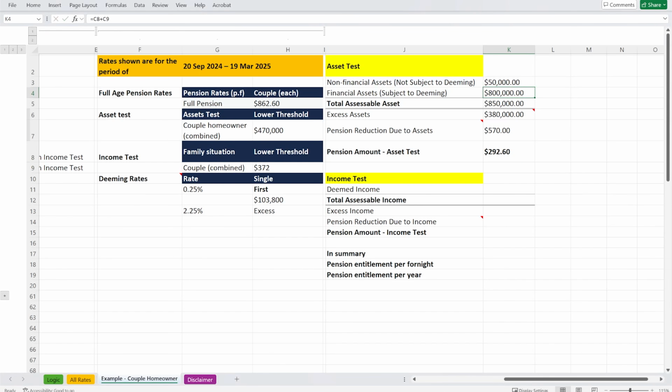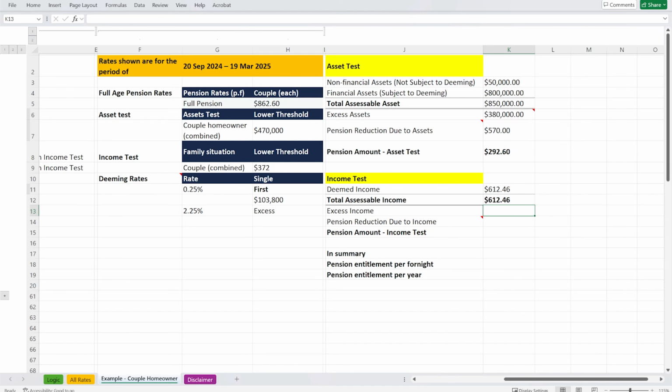For John and Jenny, this means that out of their total $800,000 in financial assets, Centrelink assumes the first $103,800 earns income at a rate of 0.25%, while the remaining amount above $103,800 earns 2.25%. The total deemed income is then divided by 26 to calculate the fortnightly figure. Since they have no other income, this is their total assessable income.